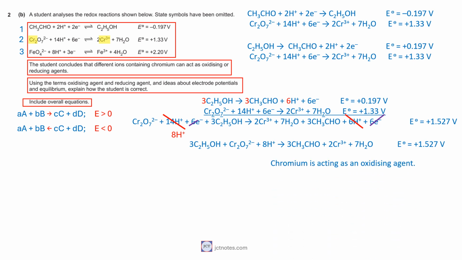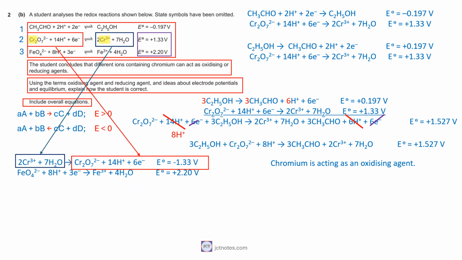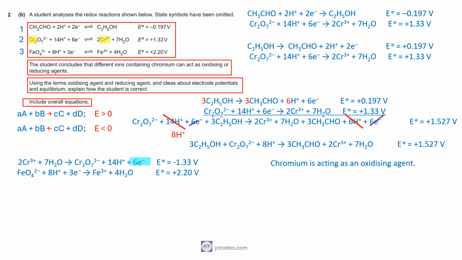We now focus on the equation 3. As the potential of the equation 3 is greater than the potential of equation 2, we change the direction of reaction 2 to obtain a positive potential. If we change the direction of equation 3, we will finish with a negative potential. Comparing electrons, equation 2 has 6 electrons and equation 3 has 3 electrons. To equalize electrons, we multiply equation 3 by 2.